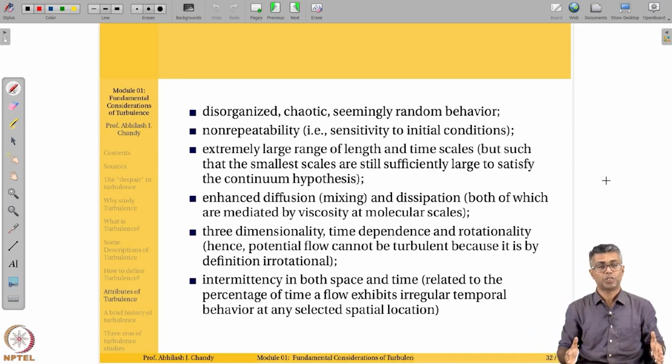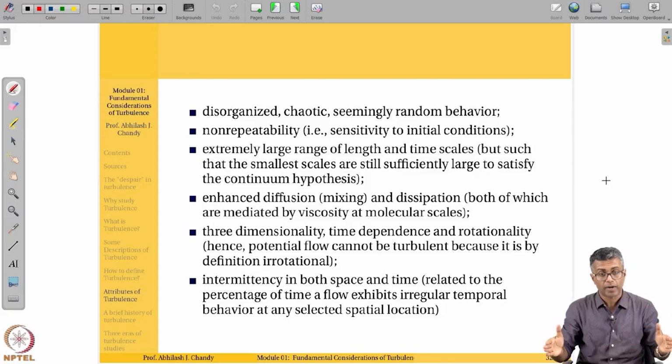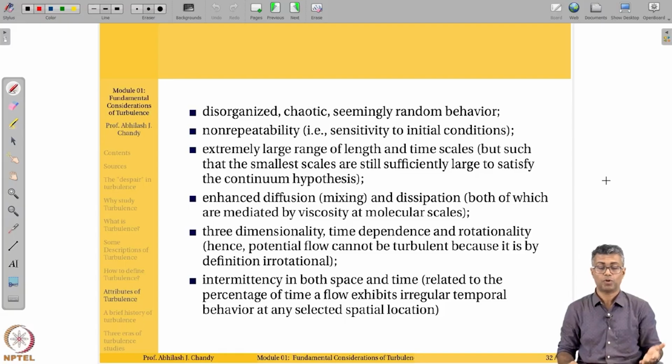Third one, extremely large range of length scales and time scales. We talked about this at length. You have large scales and small scales, and you have a whole range, not just one set of large scales and one set of small scales. A large range of length scales, and due to that, a large range of time scales, because the smaller scales will have different time scales than the larger scales. That's the third point. Fourth, enhanced diffusion. Again, this is also something we talked about, how the convective transport dominates over the viscous diffusion and leads to enhanced diffusion, turbulent diffusion, turbulent mixing.